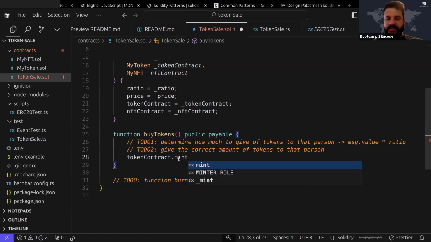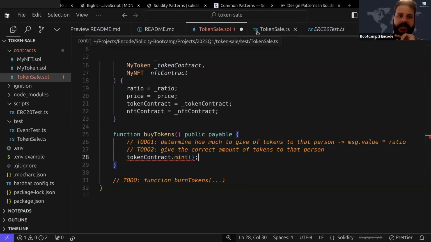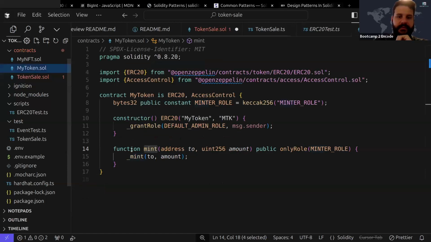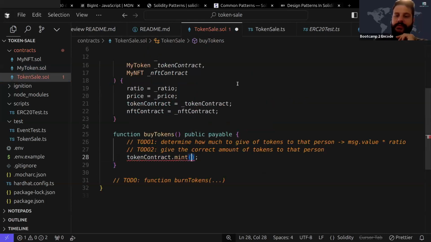For example, I can call mint by passing two parameters to it. I would need a parameter of address to and a parameter of amount. So what is the address to that I want to mint those tokens for? I could have implemented it as a parameter here, correct? But here I can just pick msg.sender, right? And the value we have already calculated: the msg.value multiplied by the ratio.